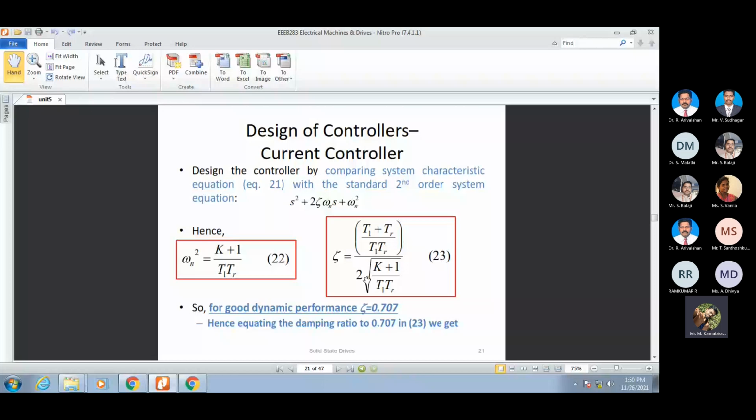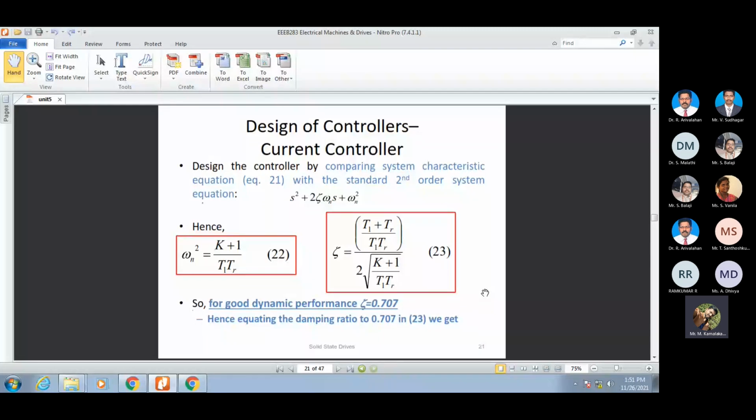For good dynamic performance, we are making this damping ratio eta equal to 0.707. It is the assumption we are making for good dynamic performance. If the eta value is 0.707, then the performance is going to be good. So after relating this, we are putting 0.707 for eta, and with this equation we are equating it. After doing the simplification, we are able to find out the value of T1 as well as TR.